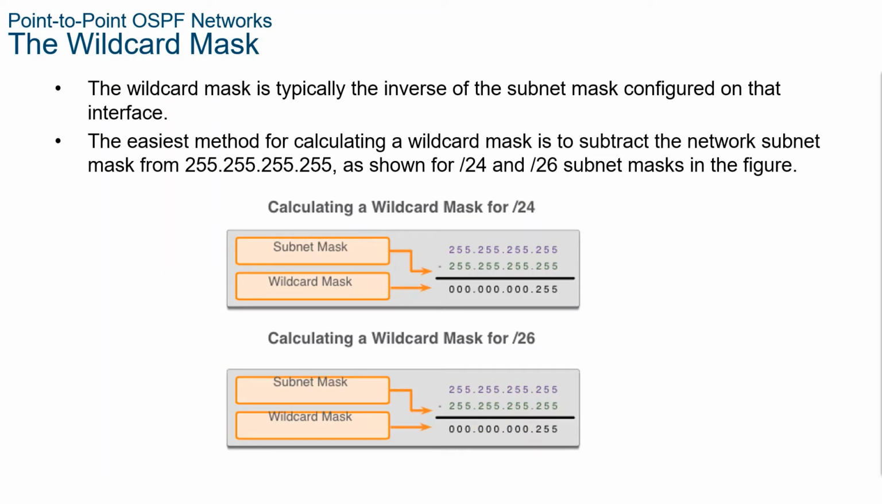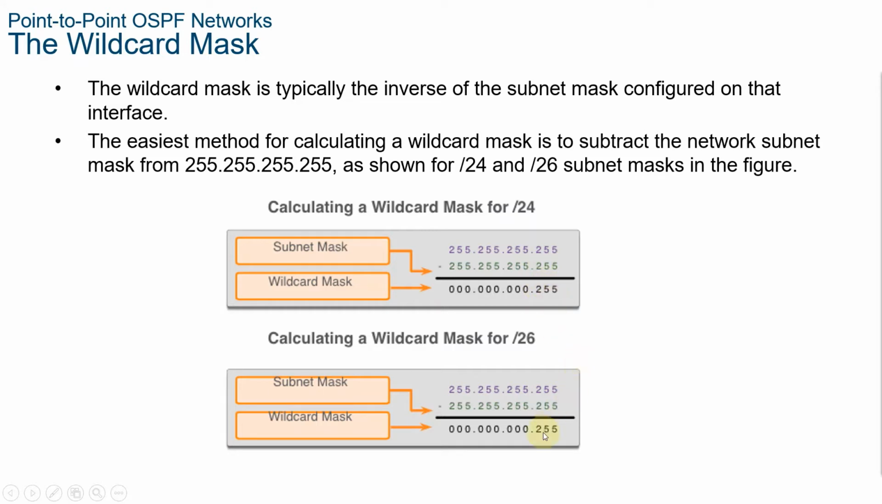All right, so how about the wildcard mask? The wildcard mask is typically an inverse of the subnet mask configured on the interface. In a subnet mask, binary 1 is equal to a match and binary 0 is not a match. In a wildcard mask, the reverse is true, as shown here. So if the subnet mask is 255.255.255.255, you subtract it from 255.255.255.255, and the wildcard mask would be 0.0.0.0.